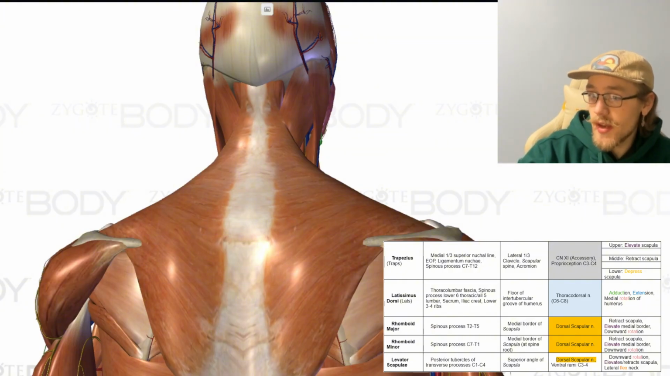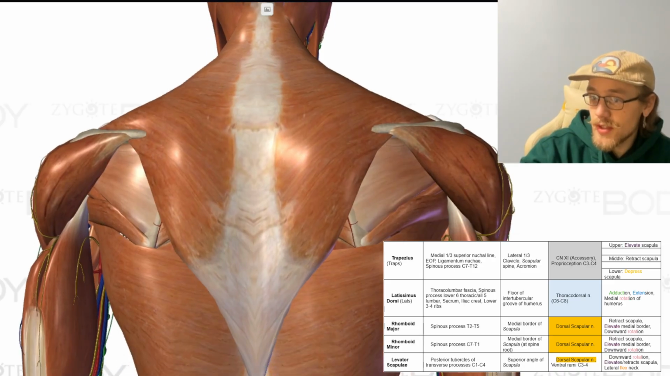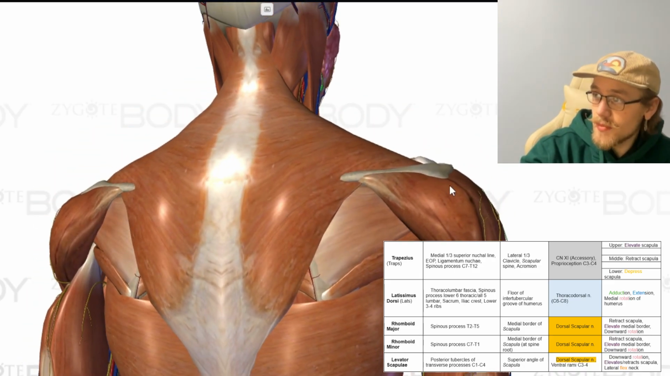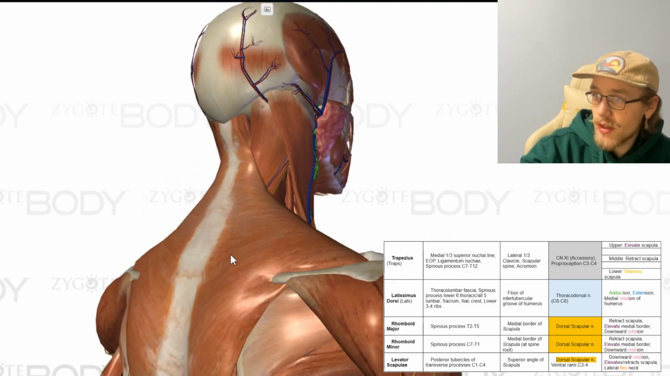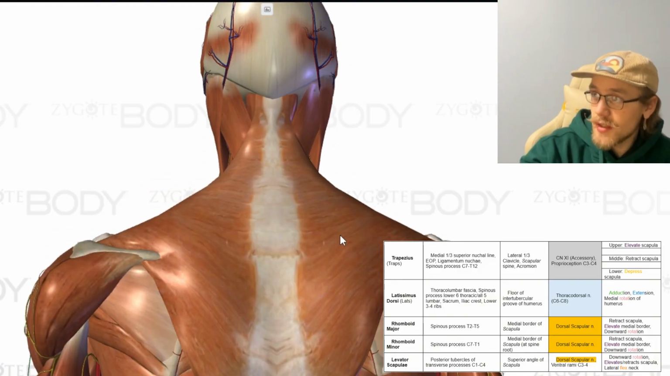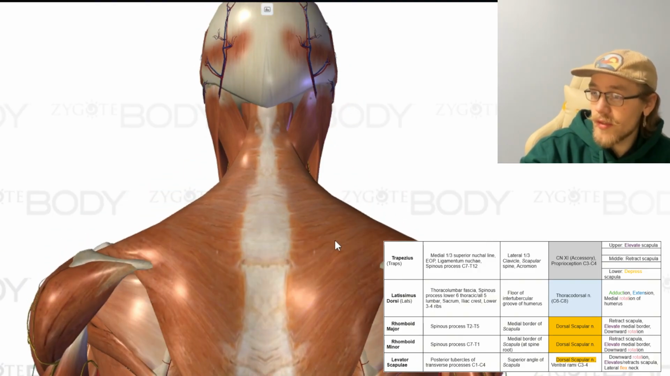Trapezius starts at the medial third of the superior nuchal line, external occipital protuberance, and the spinous processes from C7 to T12. It's going to go to the spine of the scapula, the clavicle, and the acromion. It's going to be innervated by CN11, accessory. It's going to elevate, retract, and depress the scapula.